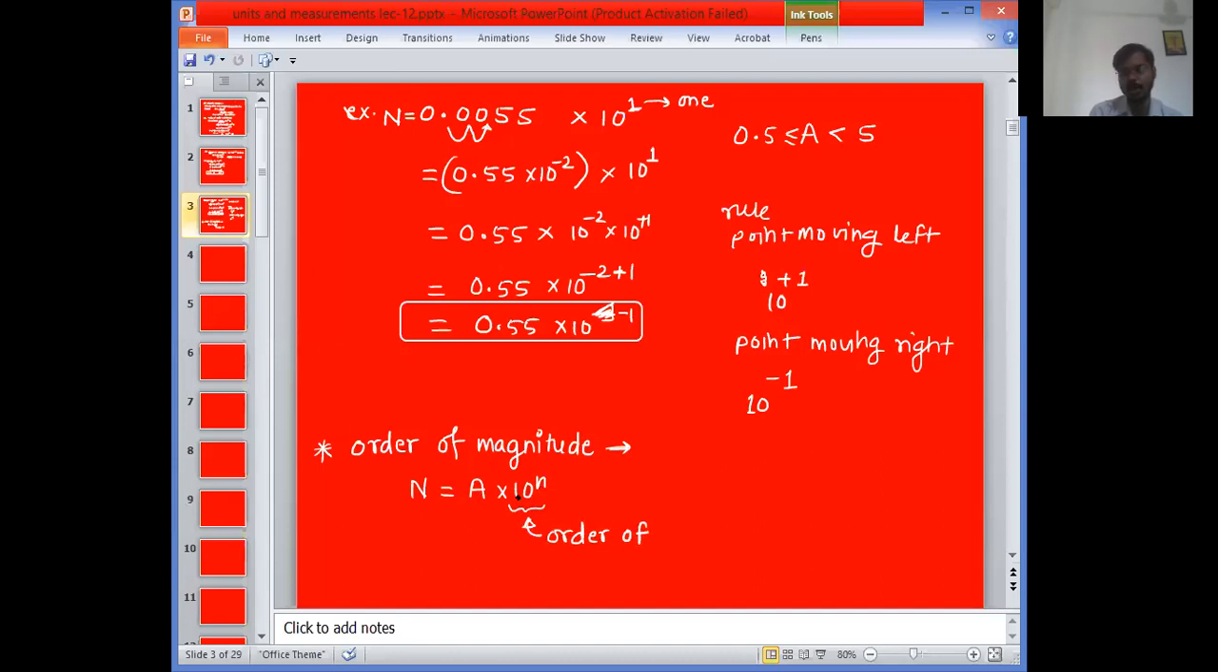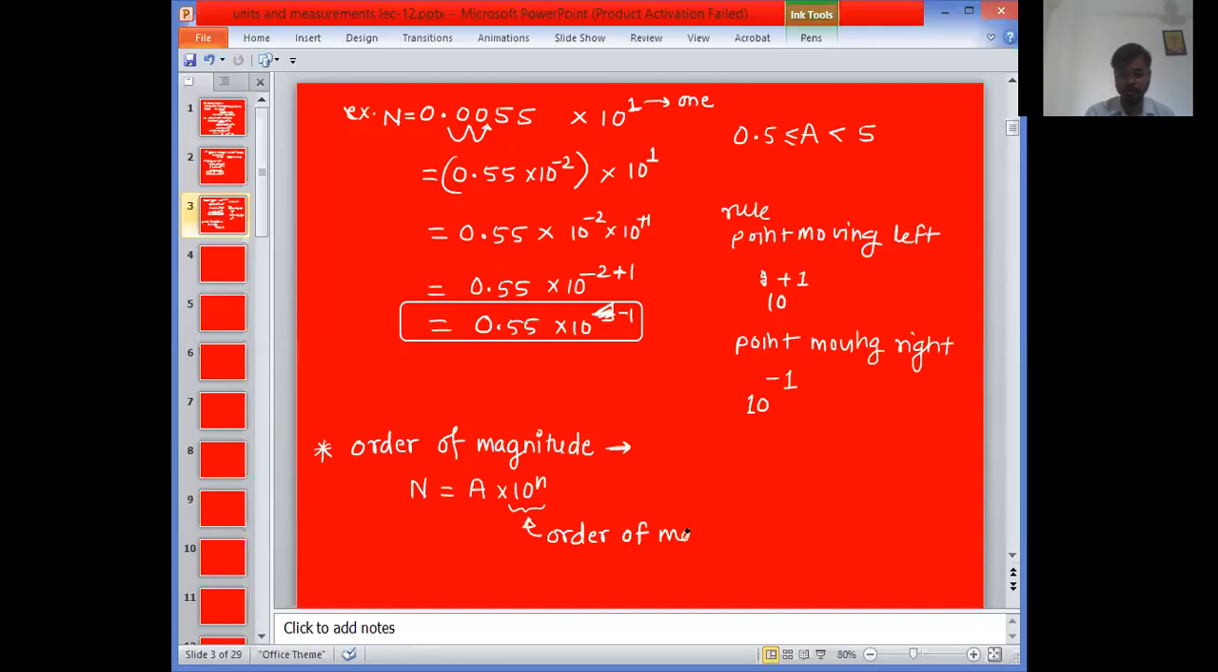या ऑर्डर ऑफ मॅग्निट्यूड वरून कळतं नंबर किती मोठा आहे किंवा किती लहान आहे. Order of magnitude tells us about how large the number is or how small the number is. Given number किती मोठा आहे किंवा किती लहान आहे. This is how the order of magnitude is used.